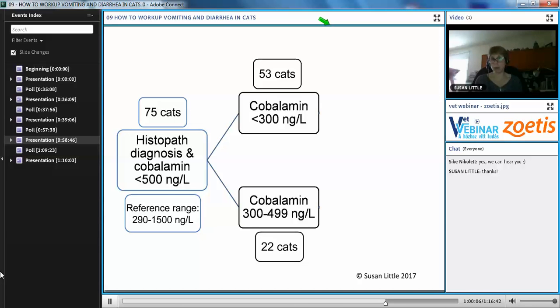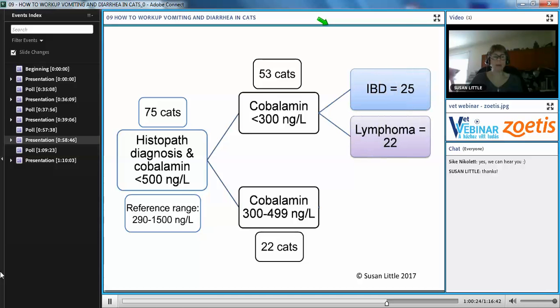So some of them would have been under 290, others would have been above. So let's say 53 of them, as it turns out, 53 of these cats were below about 300, so they were subnormal, and 22 of them were normal, but in the low normal range. And so they looked at what the diagnoses were for these cats. Of that 53 cats that had subnormal serum cobalamin, 47 of them had gastrointestinal disease, and they were about evenly split between IBD and lymphoma.